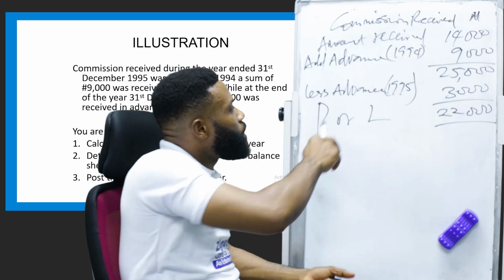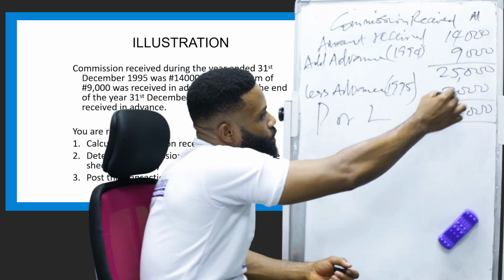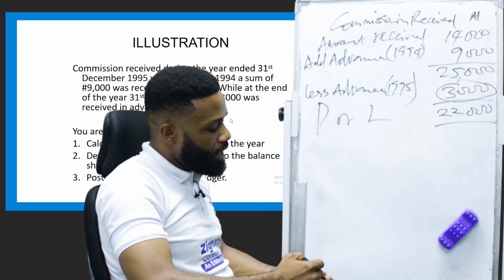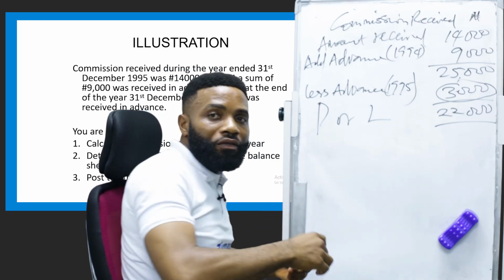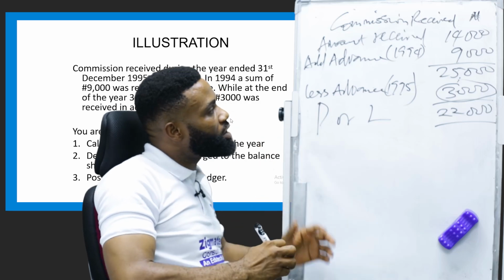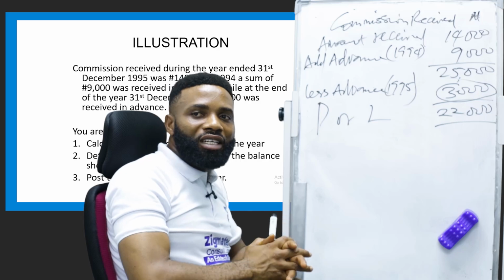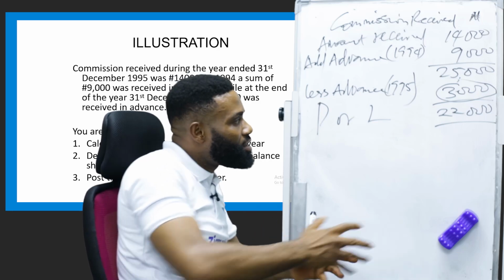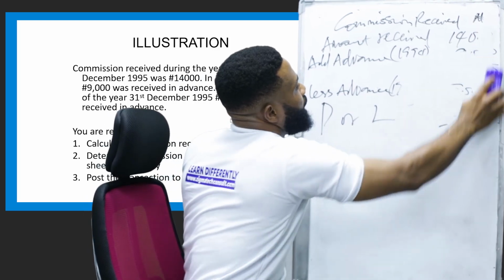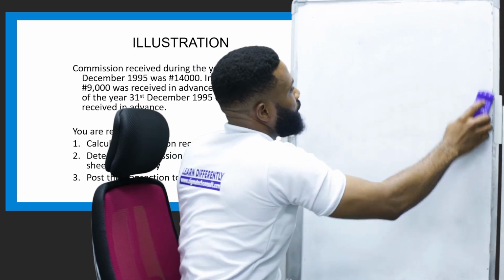Meanwhile, this one that is received that you have not worked for is your liability. So your liability is 3,000. Now we've answered question 1. We've calculated the commission received for the year. The commission received for the year is 22,000. Now the commission that is chargeable to the balance sheet as liability is 3,000. Now let's post the transaction to the ledger account.